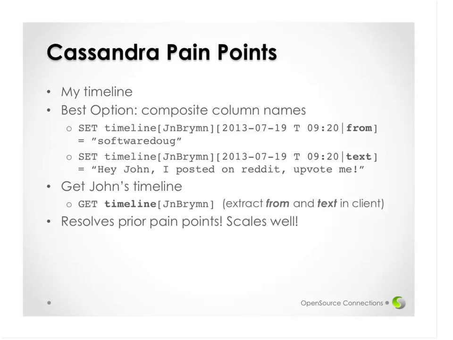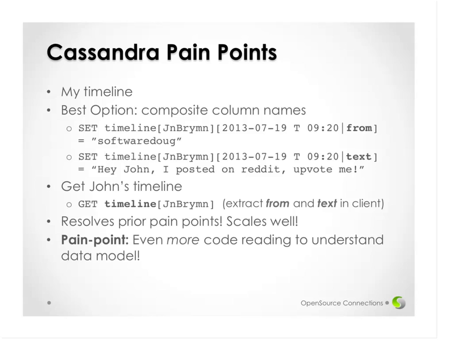And when it comes time to actually pull down all the timelines, it's not that bad. It's still just one query, and I've got more columns I'm pulling down, but Cassandra is going to be fast at that. It's basically sending the same amount of information across the net. This resolves a lot of the prior pain points and scales very nicely. So it is a good option to use. The obvious pain point, though, is it's confusing, right?